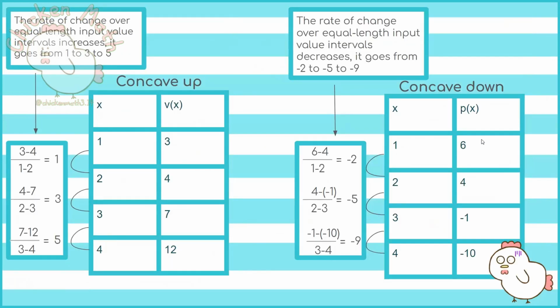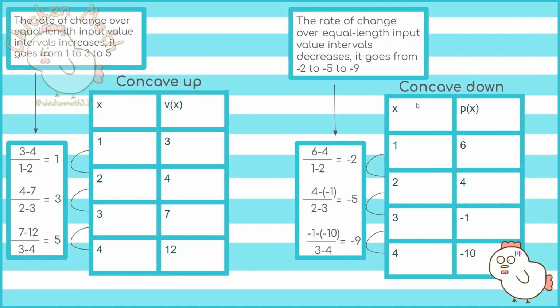All right, so we have an example of each. We have v of x and p of x. So v of x is concave up, and we know that by looking at the rates of change over these intervals. So here's our rate of change formula using these values. You can look at the math, and it goes from 1 to 3 to 5. So since it's increasing, v of x is concave up because our rates of change are increasing.